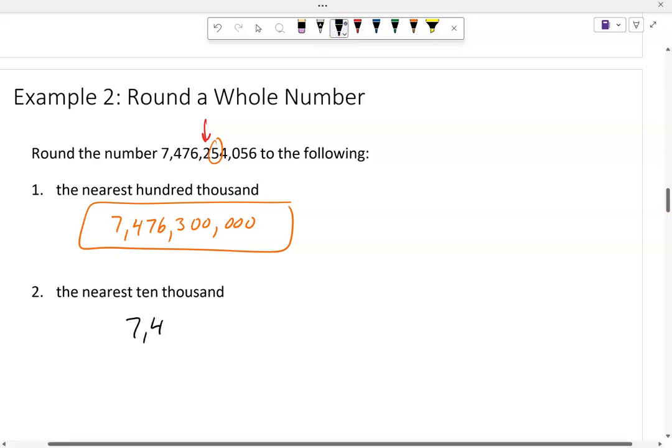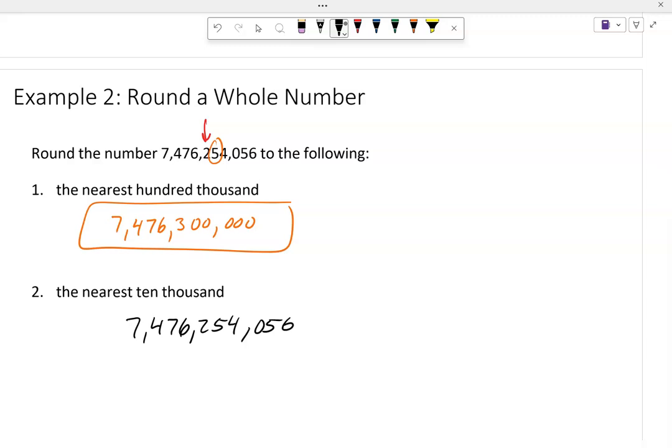Okay, so here's our number. 10,000. Okay, so 4 is the 1,000. 5 is the 10,000 position. So I look at the number to the right. It's less than 5. So we do what? Leave it the same. Yeah, round down, in other words.